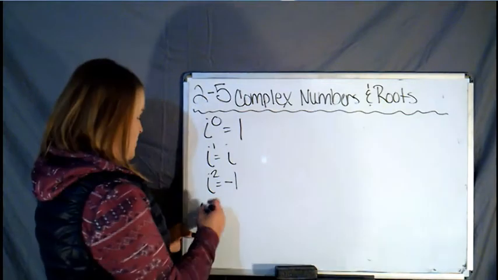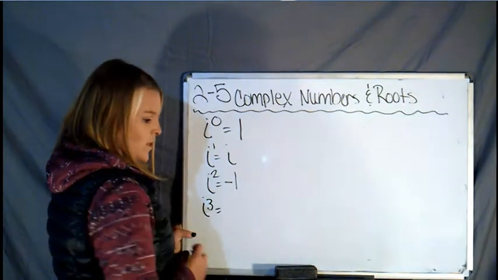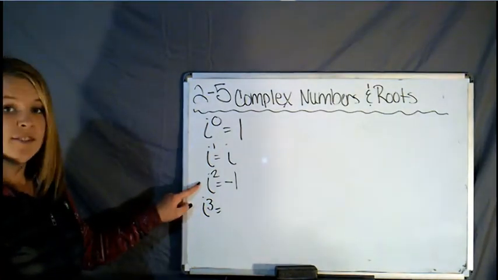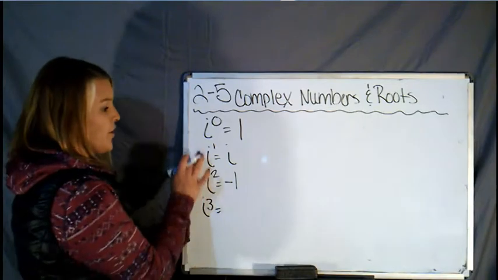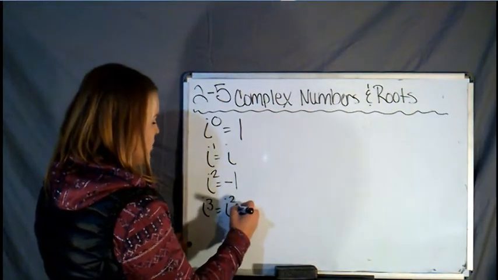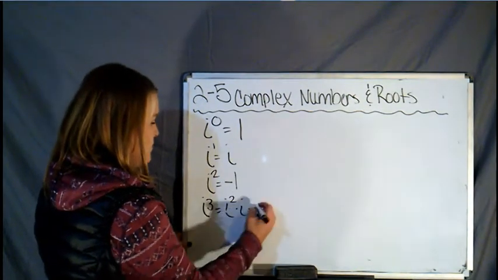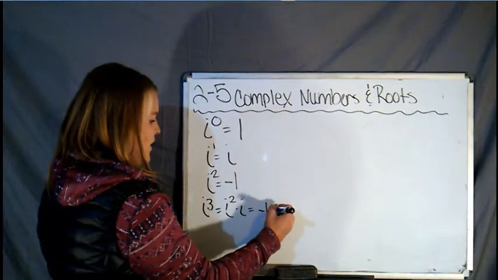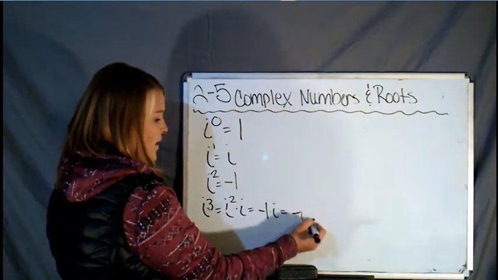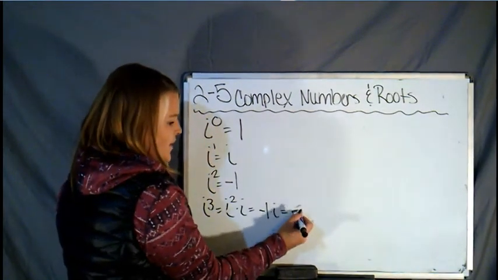Let's look at i cubed. Well, I know that i cubed would be i squared times i. And we already know what both of those are. I know that i squared is -1. So -1 times i, our answer being -i.